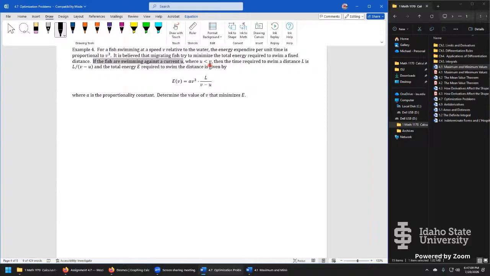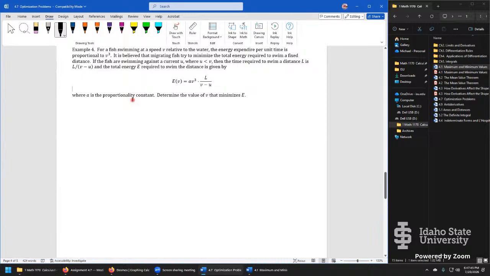So if it's swimming against a current at speed U, where U is less than V, then the time required to swim a distance L, that's in our numerator, is L divided by V minus U. Looks like A is the proportionality constant, and this is just the time required, part of the energy function. Total energy required to swim the distance, that fixed distance L, is given by that function there. A is the proportionality constant. I guess I should have read that far.